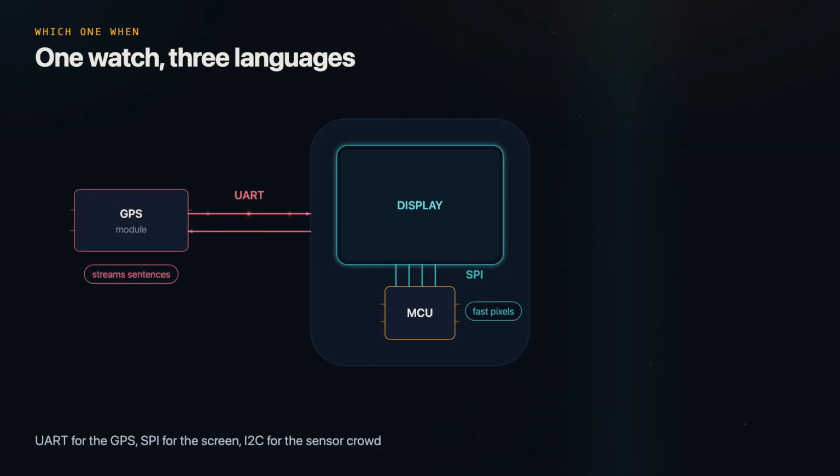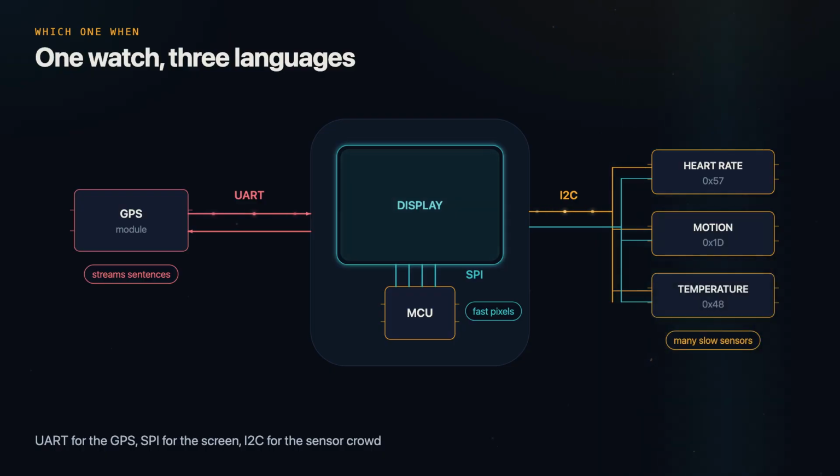Take a smartwatch. The GPS module streams little text sentences a few times a second. Slow, steady, 2 devices, UART. The screen needs a fire hose of pixels, SPI, and the sensor crowd, heart rate, motion, temperature, each sends a few bytes now and then. Perfect for the shared party line, I2C. You match the language to the job.